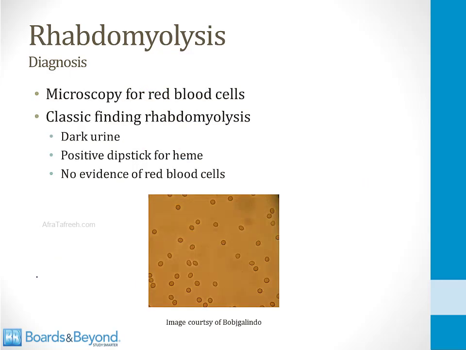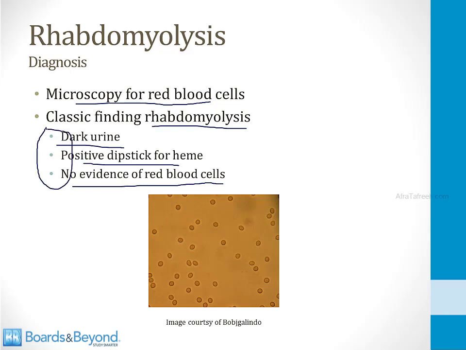A urine dipstick test that is positive for heme usually indicates bleeding into the urine. That is far more common than rhabdomyolysis. So for this reason, when a urinalysis is positive for heme, the urine is usually sent for microscopy to look for the presence of red blood cells. The classic finding in rhabdomyolysis, therefore, is for the patient to complain of dark urine, the urine to have a positive dipstick test for heme, but no evidence of red blood cells in the urine. If you see this constellation in a board question, you should think of rhabdomyolysis.